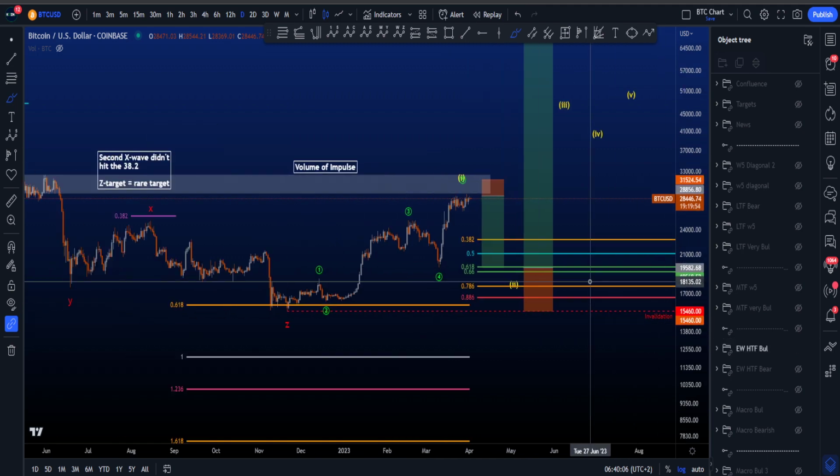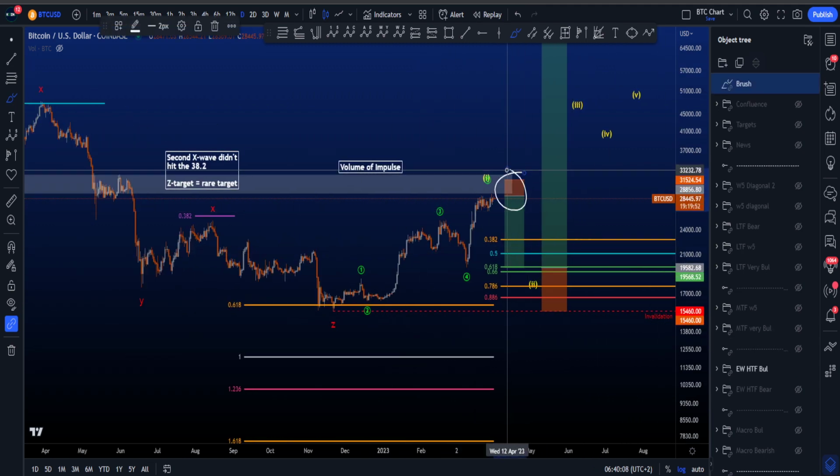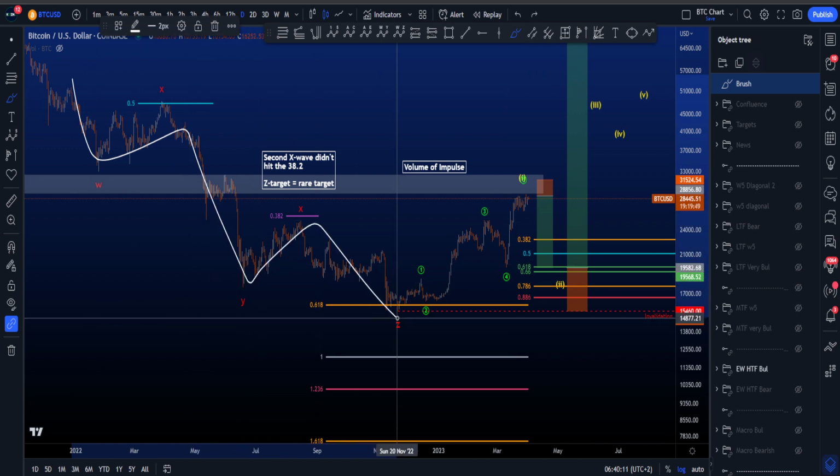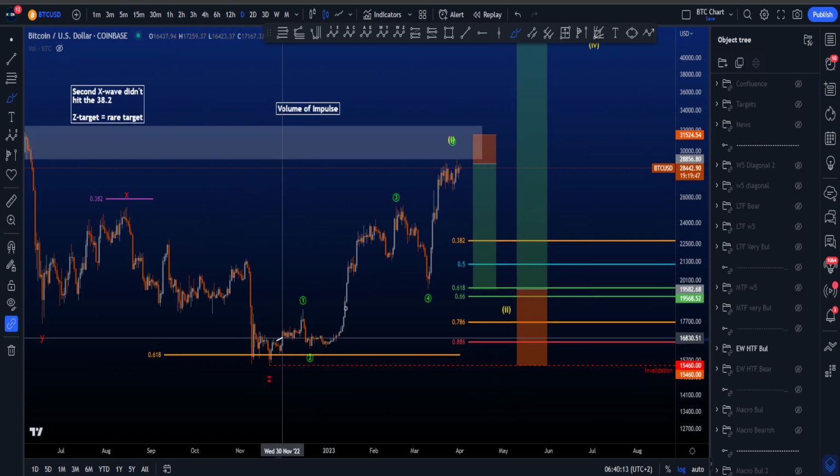If we then look at the more bullish scenario, which actually has the exact same trading setup, we have a WXYXZ over here, followed then by this being a wave 1.